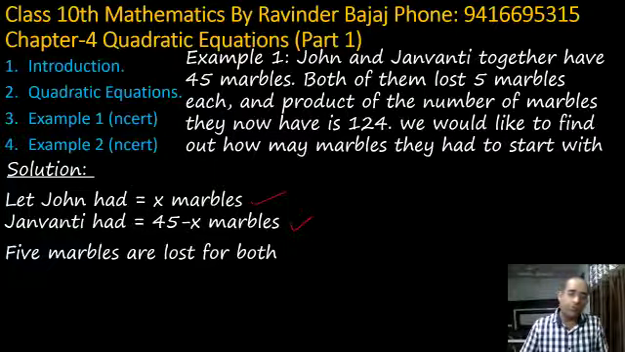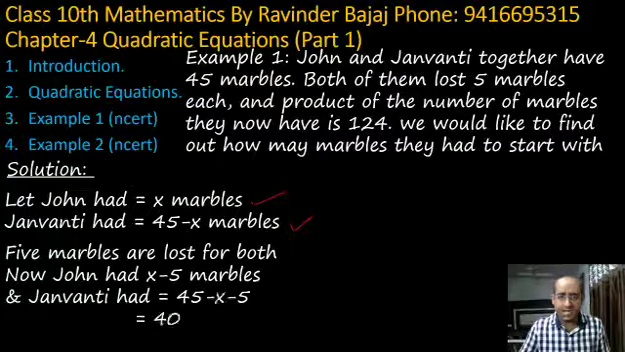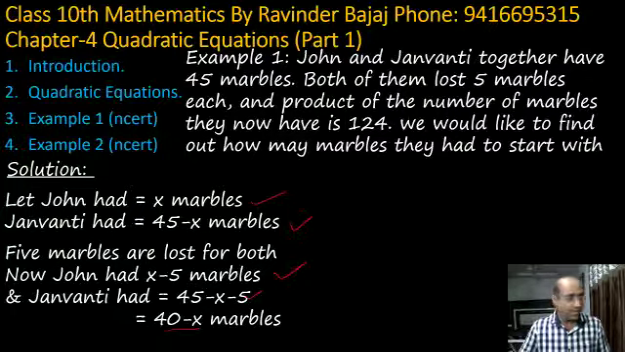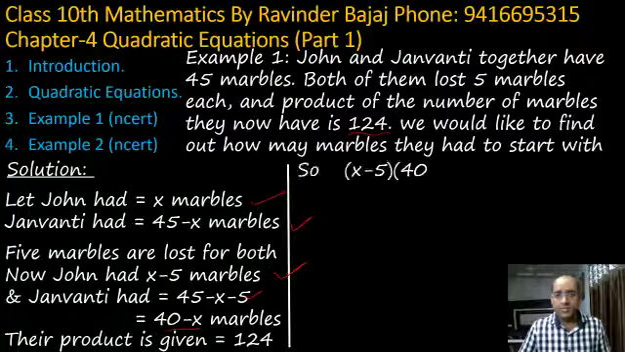5 marbles are lost by both. So 5 are lost by John and 5 are lost by Jivanti. So the new number of marbles is: John has x minus 5 marbles and Jivanti has 45 minus x minus 5, that is 40 minus x marbles. Now according to this, the product of the number of marbles they now have is 124. It is given in the question. So I'm writing it equal to this. See, the product of these two means x minus 5 into 40 minus x is equal to 124.